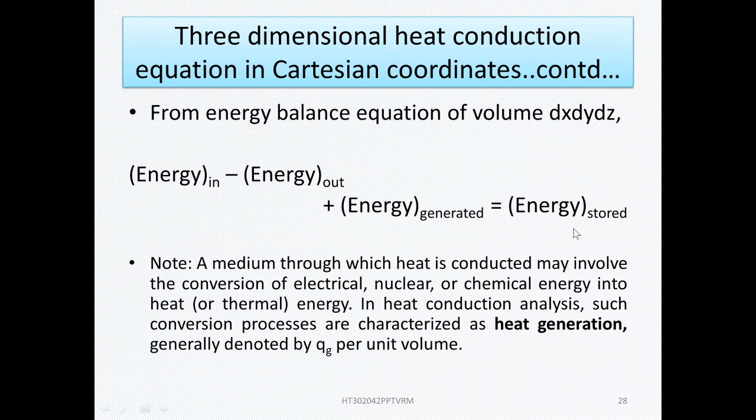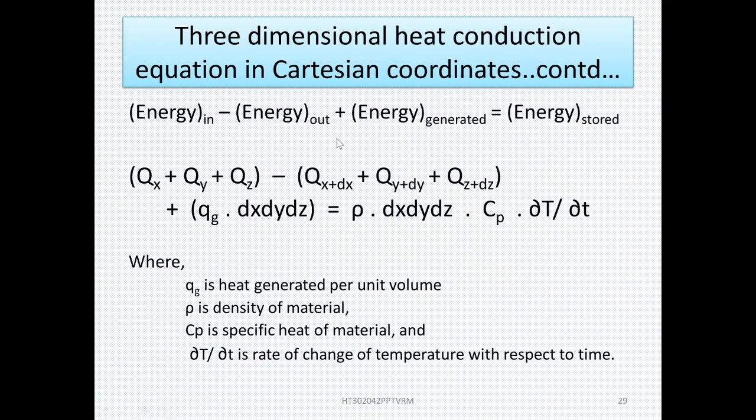Energy stored is the amount of energy stored inside the cube. So the same equation we have written here: energy in minus energy out plus energy generated is equal to energy stored. In mathematical form, it is something like this. Energy in is qx plus qy plus qz. Energy out is qx plus dx, qy plus dy, qz plus dz, which has been subtracted from energy in, and then added energy generated, which is nothing but qg into dx, dy, dz.